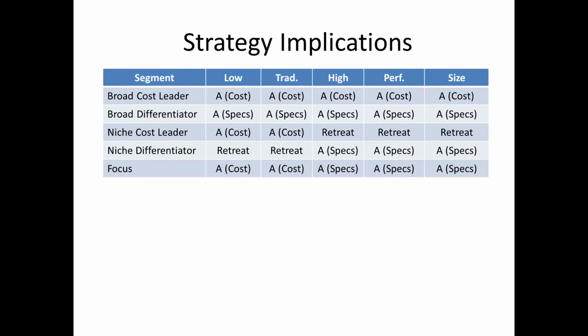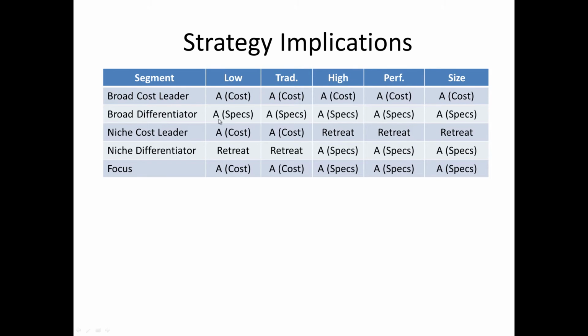So what might be the strategy implications for this then? If I'm a broad cost leader, then that means I am going to still attack all 5 segments, right? But I'm going to attack them with pricing. And so you're going to see me adding automation, you're going to see me doing things to lower labor costs, and you're going to see me at the lower end of the price range than everybody else.